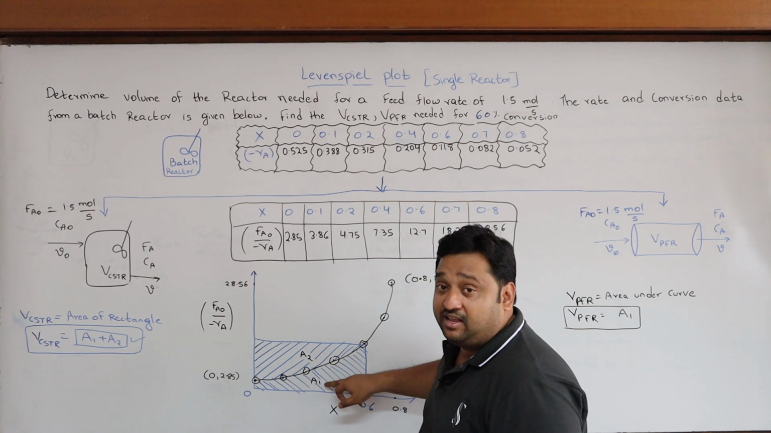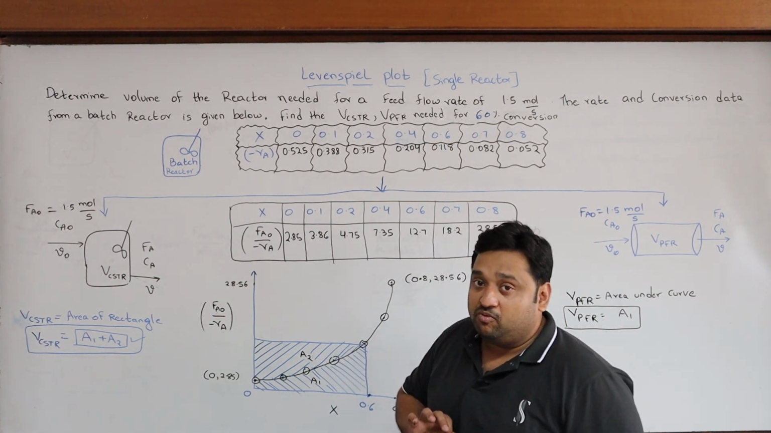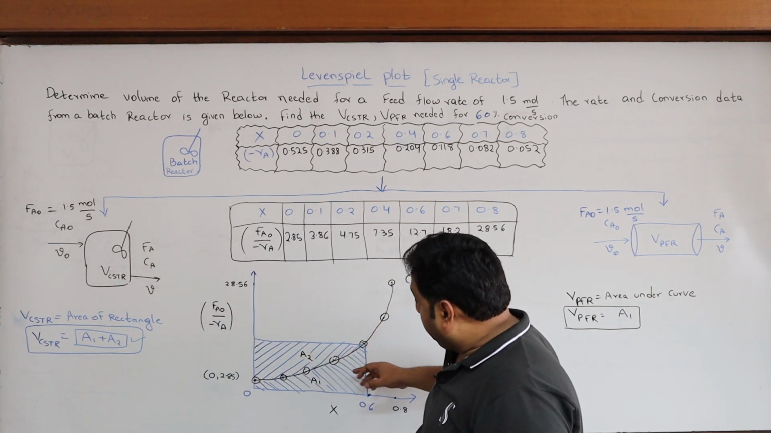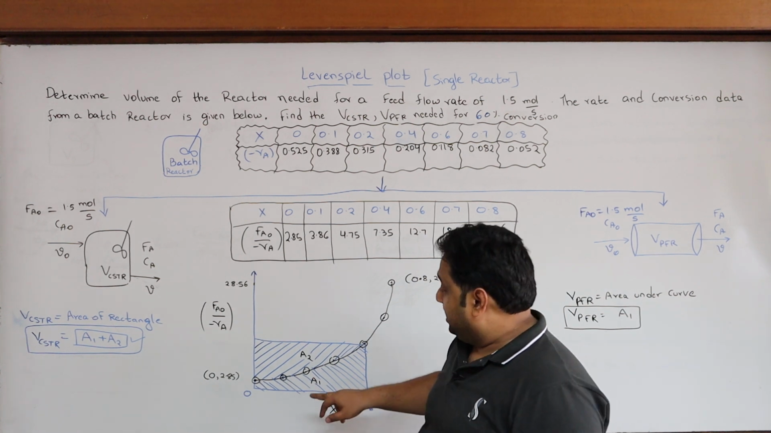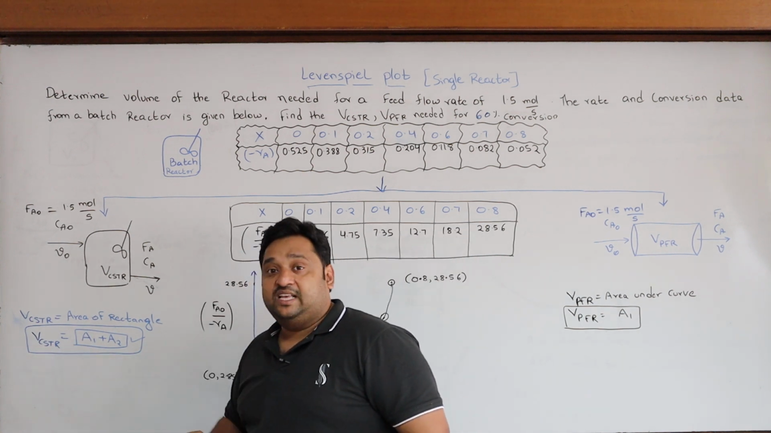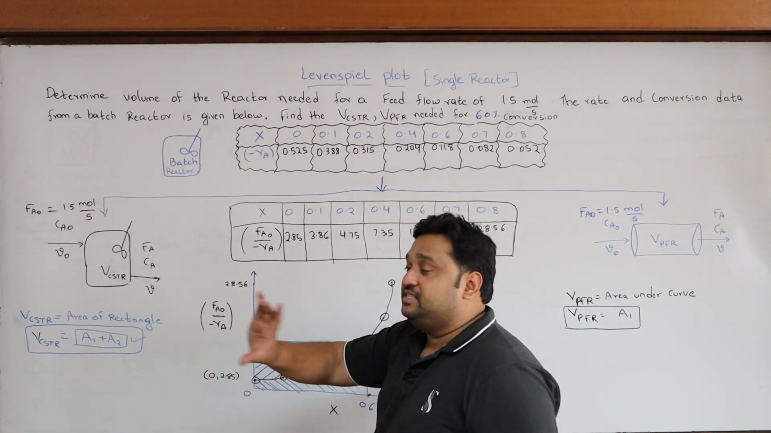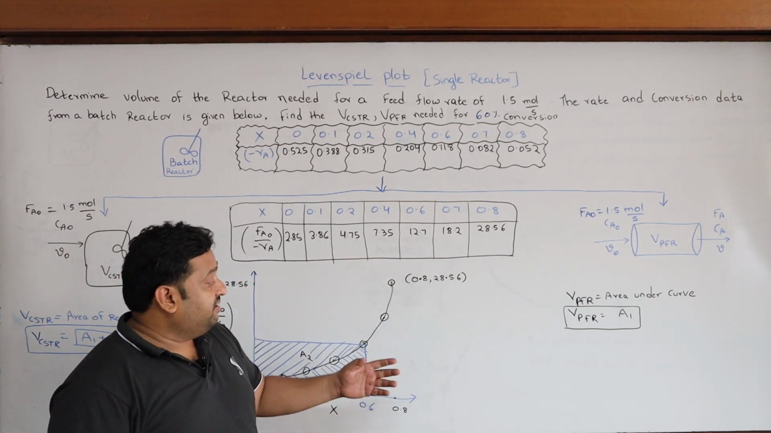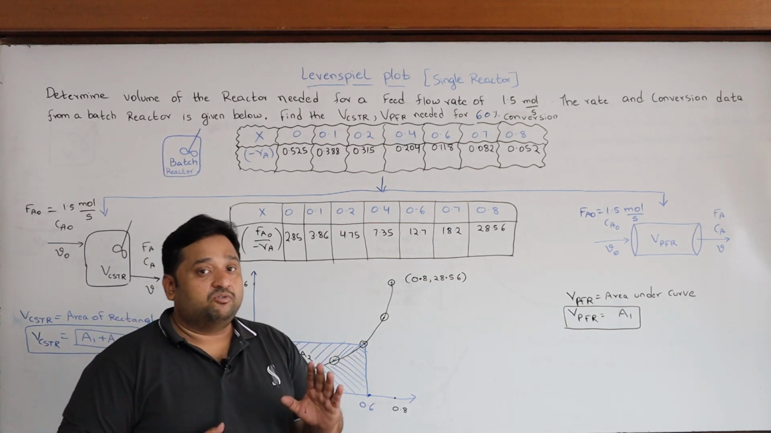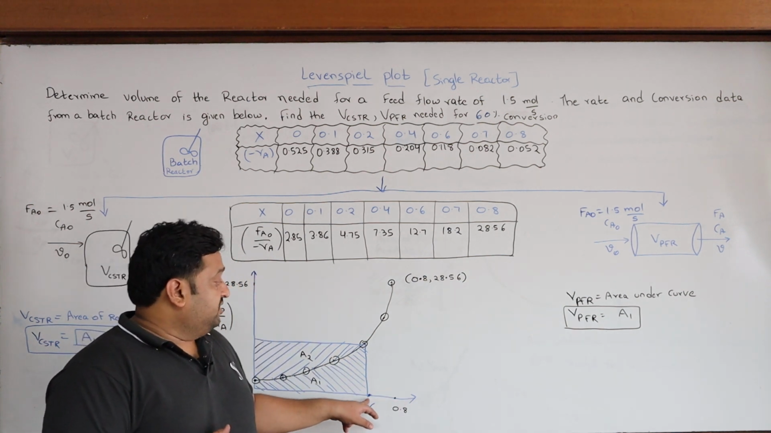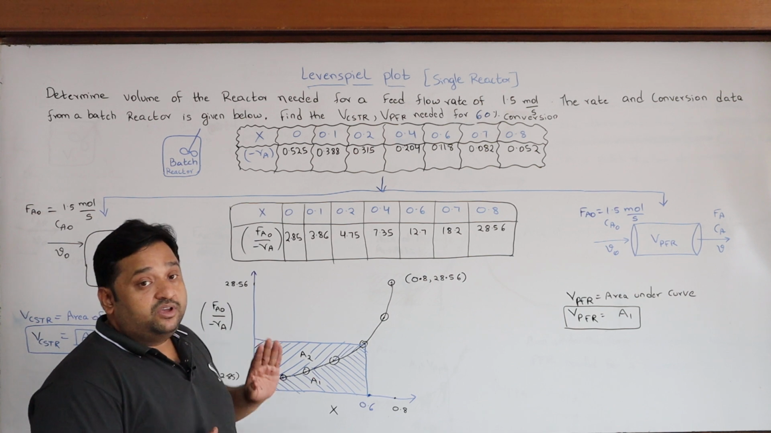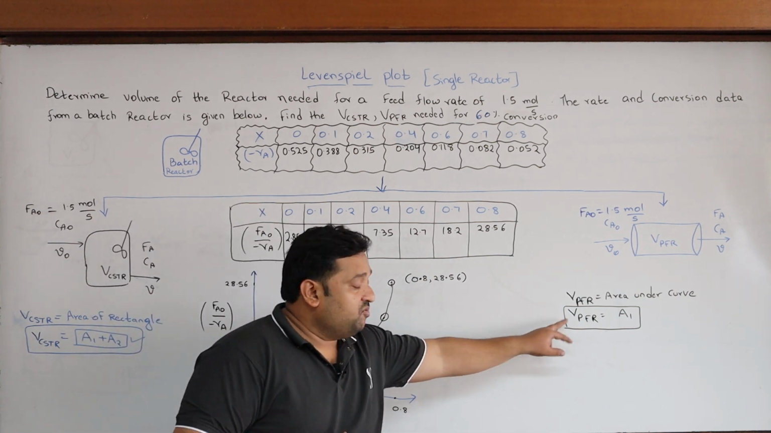One area is under the curve and another area is above the curve. Whenever you have to find the volume of the CSTR, you always take the areas below and above the curve. That means A1 plus A2, which is nothing but the area of the rectangle. So the volume of the CSTR is the area of this rectangle. In a similar way, whenever you have to find the volume of the plug flow reactor, you always take the area under the curve. At 60% conversion, draw a straight line, and A1, the area under the curve, is nothing but the volume of the PFR.